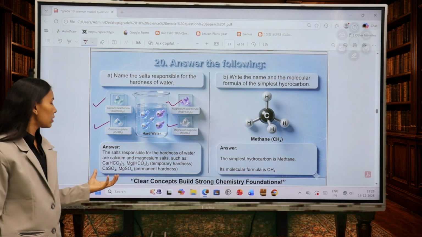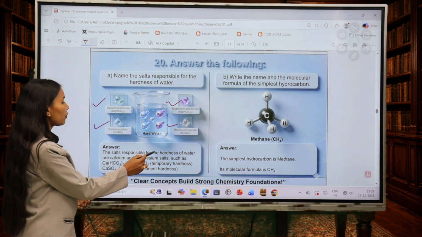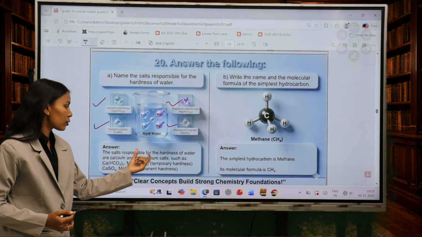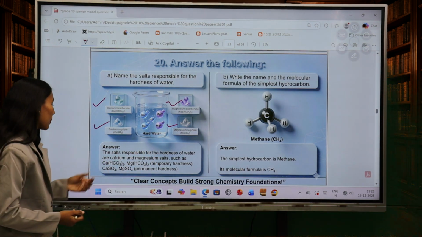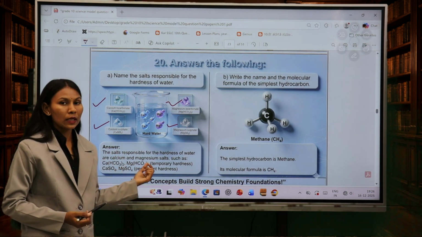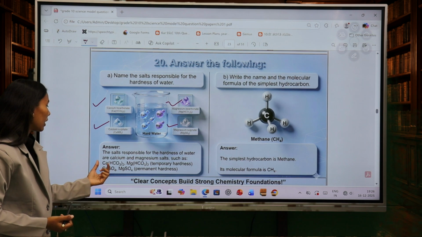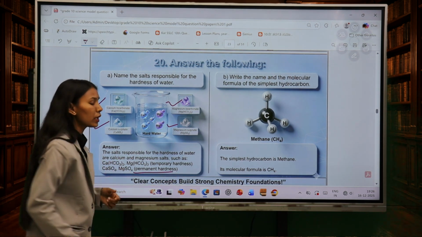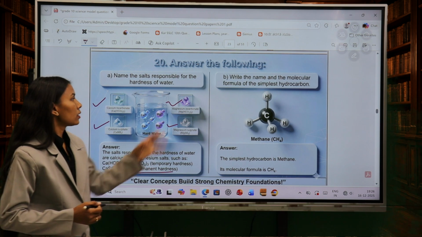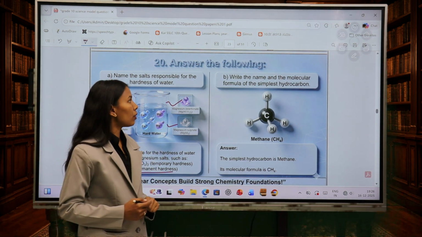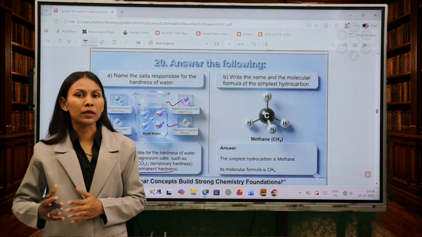So the answer will be like this. The salts responsible for the hardness of water are calcium and magnesium salts, such as calcium bicarbonate and magnesium bicarbonate for the temporary hardness of water, and calcium sulfate and magnesium sulfate for the permanent hardness of the water. Next one, B question. Write the name and molecular formula of the simplest hydrocarbon.